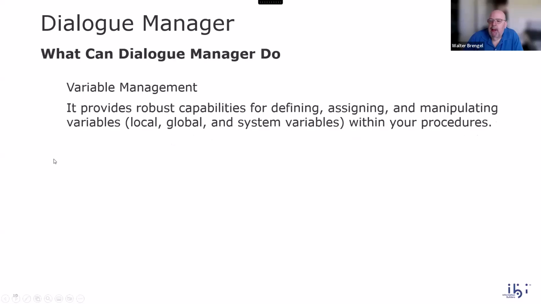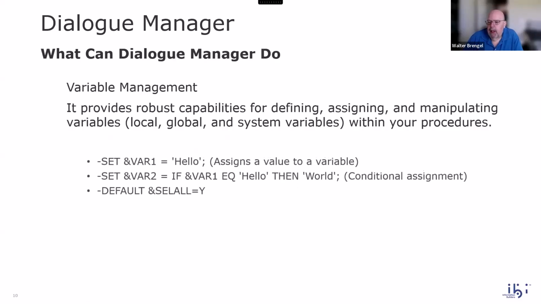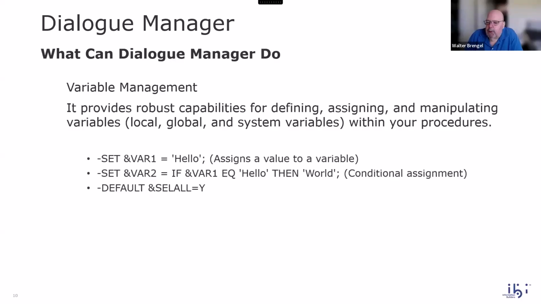Variable management. So again, we call it parameterizing. We have local, global, and system variables that you can use. So here I'm doing -SET VAR1 equals hello. And then I'm doing -SET VAR2 equals, if VAR1 equals hello, then world. So you can set conditions on your set. And then again, the -DEFAULT.